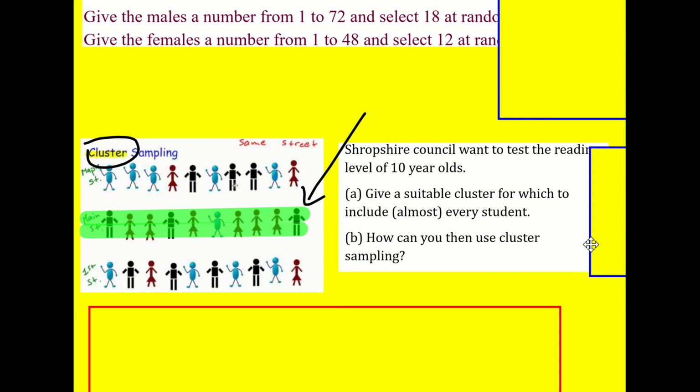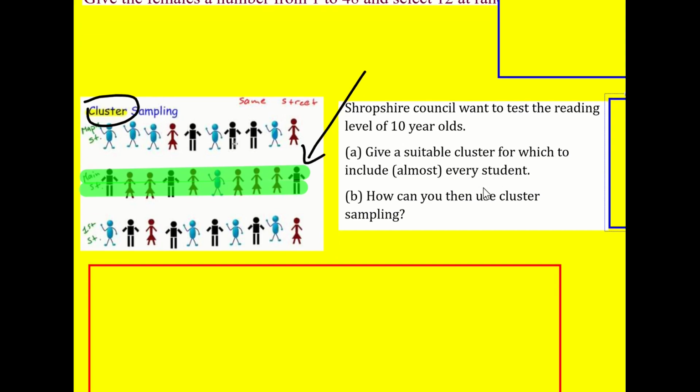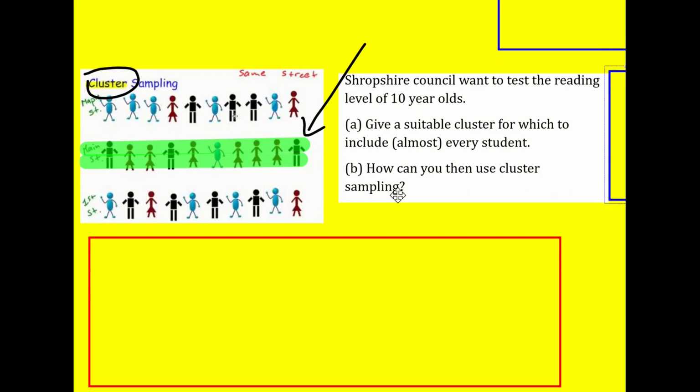So here's an example. I actually made up this one. Shropshire Council wants to test the reading level of 10-year-olds. Can you give a suitable cluster for which to include every student as best you can anyway? And how can you then use cluster sampling?